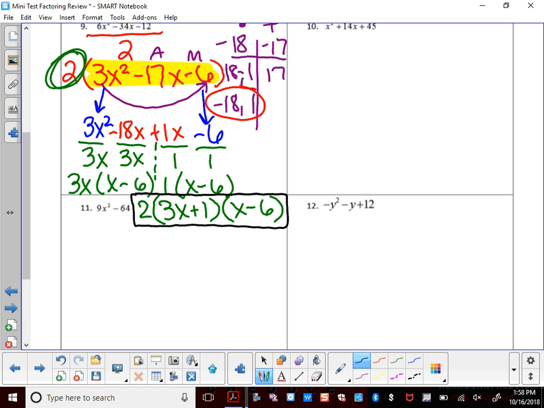You guys should be using these blue sheets like crazy because it tells you how to get through some of these problems on the front page. All right, number 11. Charlie, can I factor it? Yes. How do I know?